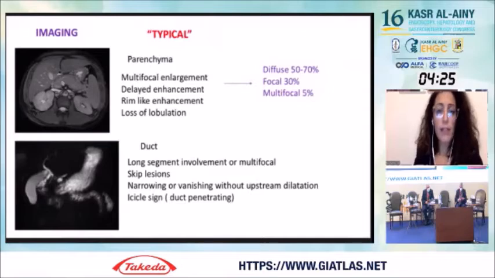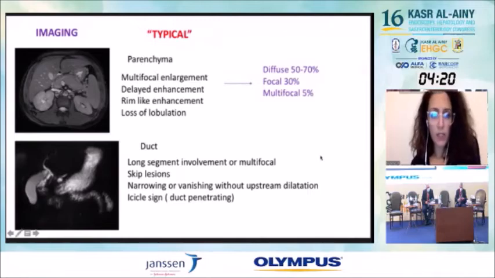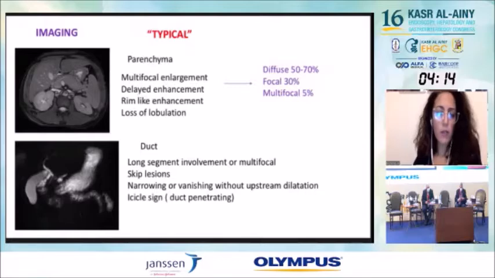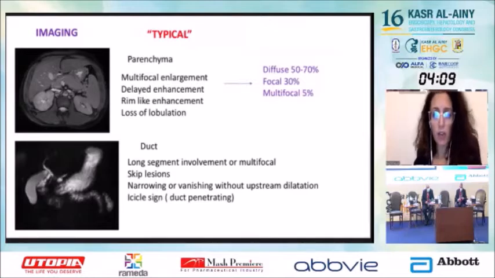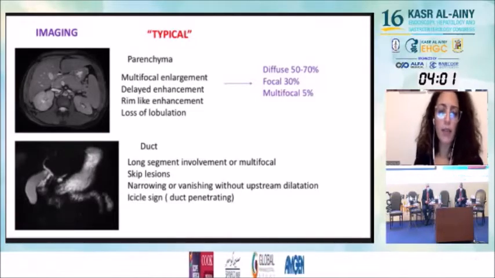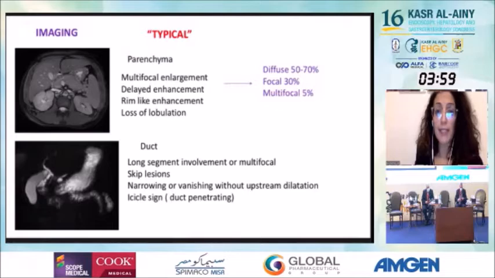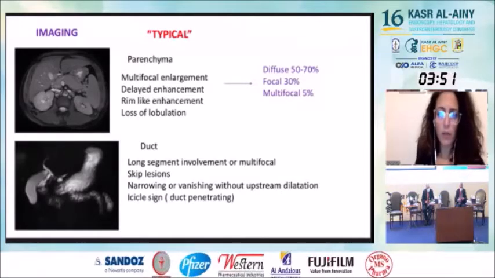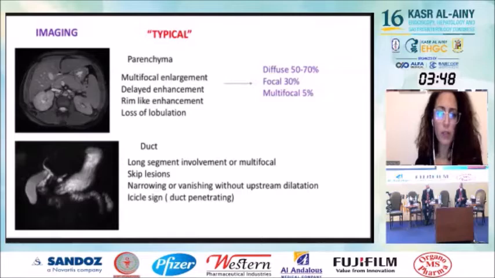The duct changes are also very interesting to see, because usually there are long segment involvements and sometimes multifocal. What is really interesting to observe here is the narrowing and sometimes the complete vanishing of the ducts in the imaging without any upstream dilatation, and that is a very important sign that makes all the difference with pancreatic cancer, because when the duct is completely obstructed, there is always a dilatation upstream. Skip lesions are also typical to find in our patient.